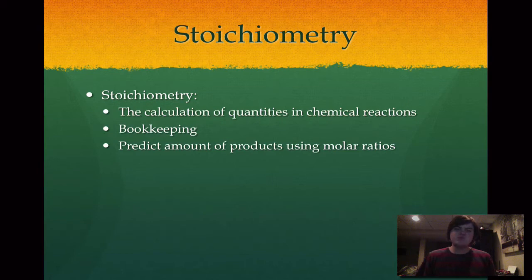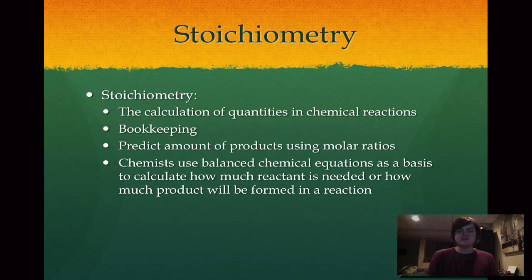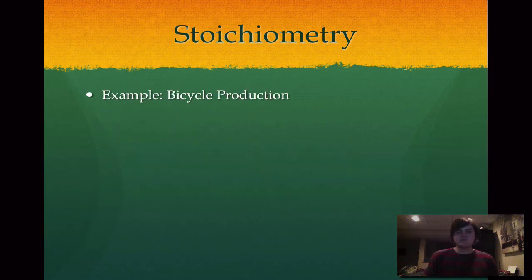We can use molar ratios to predict or calculate the amount of product that is formed when we put certain amounts of reactants into a system. So chemists use balanced chemical equations as a way to calculate how much product is formed or how many reactants are needed to get a desired amount of product.